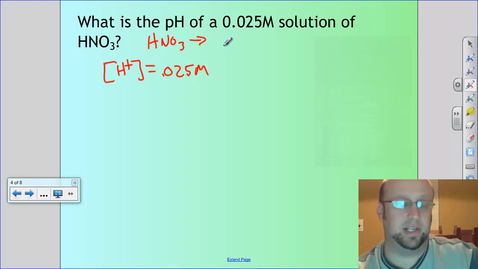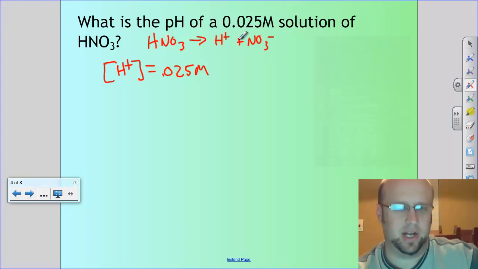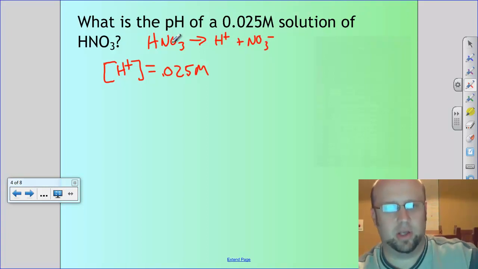If you didn't ask that question, then don't worry about it. Just say, okay, I'm going to read this as H plus. But it works like this. Nitric acid is going to break up into hydrogen ion plus nitrate ion. And so for every one molecule of nitric acid, I get one molecule of H plus. So that means that's the same concentration. Okay, so 0.025 is my H plus concentration.